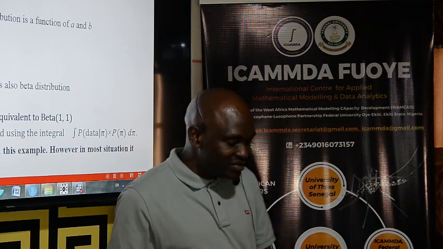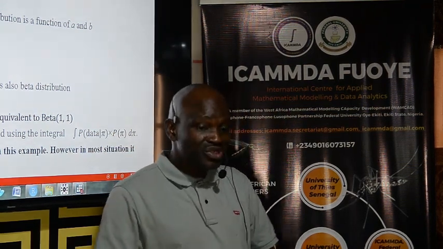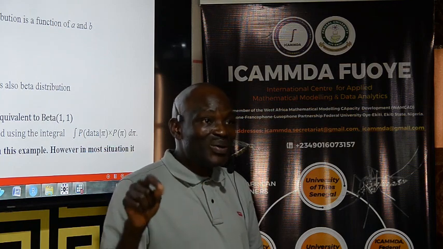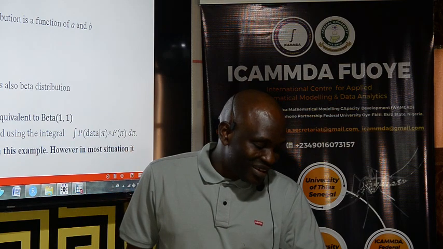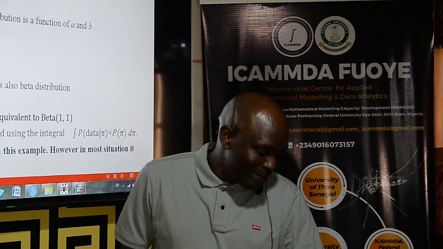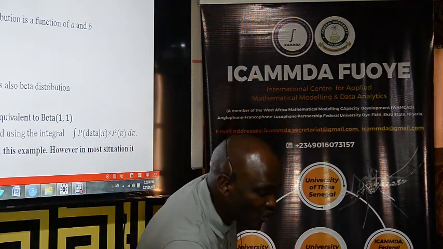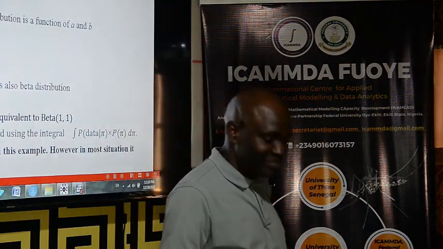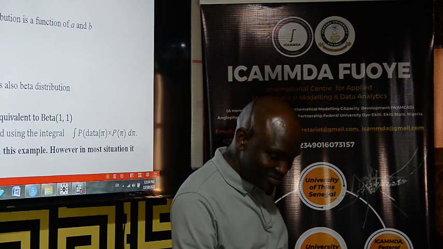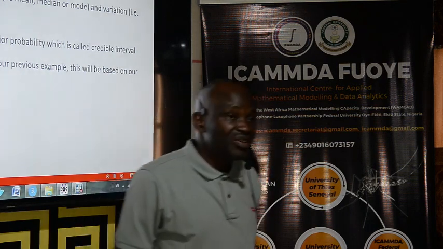Now we are just trying to compare the uniform distribution between 0 and 1, which is equivalent to the beta, because if you substitute one for A, it will give you the same thing as this one. Then how do you summarize your posterior inference?